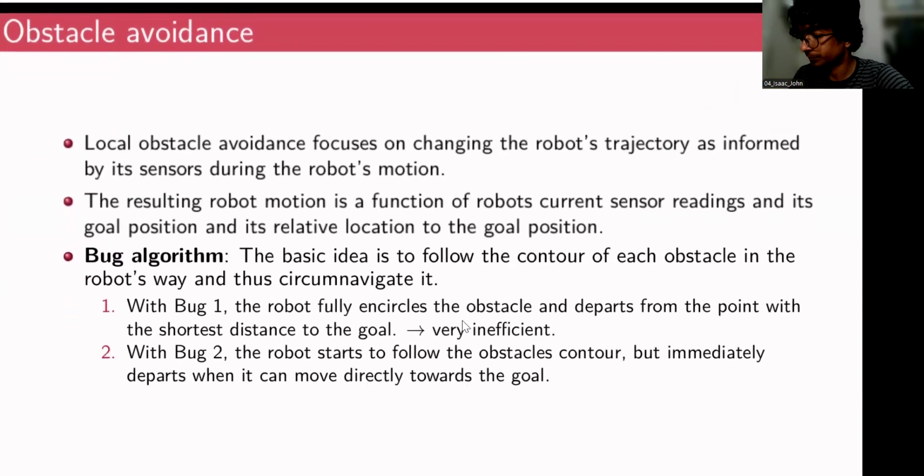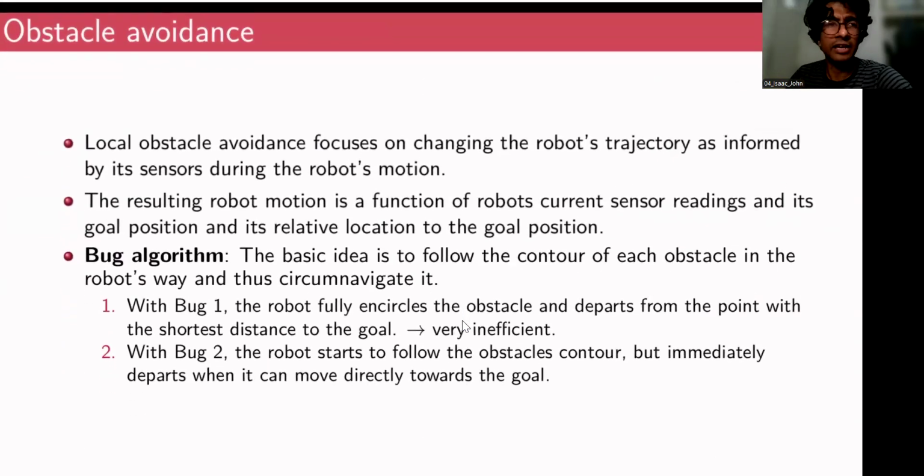Just a brief overview. And then there are some algorithms for obstacle avoidance that you can incorporate into this navigation program. These are all self-explanatory. You have something called the bug one algorithm, and you have something called the bug two algorithm.